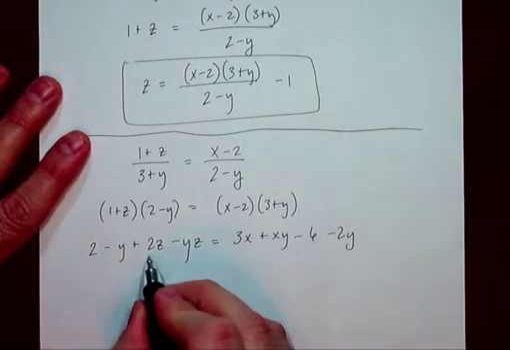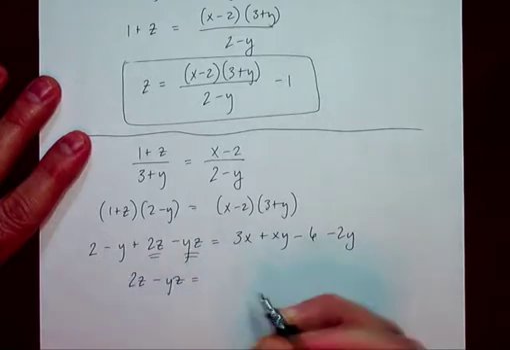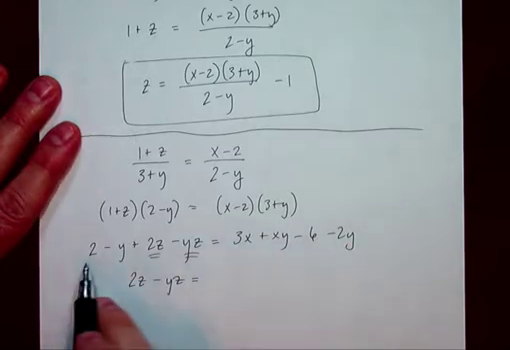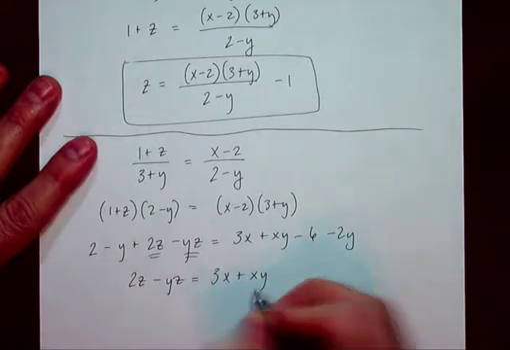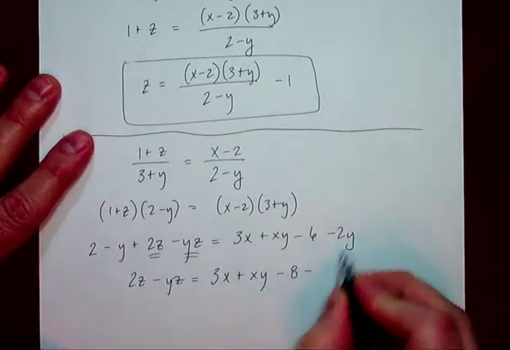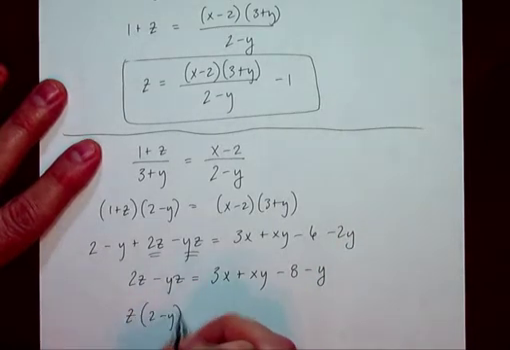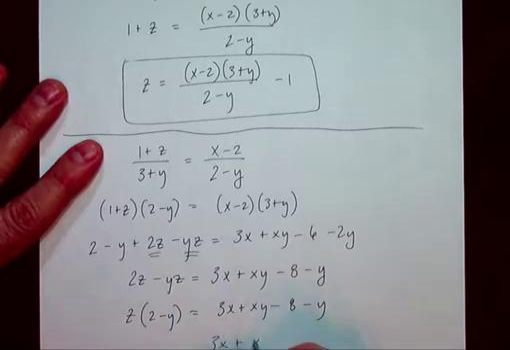Okay, well, I have two z terms, so this becomes 2z minus yz is equal to, okay, I'm going to add y to both sides, so that's going to combine with this. I'm going to subtract 2 from both sides, so that's going to combine with the negative 6. But the first two terms actually don't get affected. When I subtract 2 from both sides, that negative 6 becomes a negative 8. And when I add y to both sides, that negative 2y just becomes negative 1y. And then I can factor out a z, and I get 2 minus y, and that's 3x plus xy minus 8 minus y, and z is equal to 3x plus xy minus 8 minus y, all of that over 2 minus y.